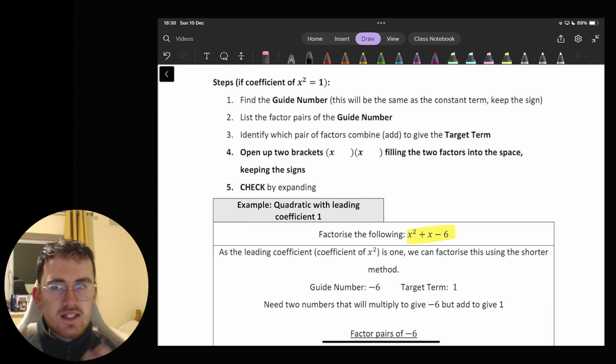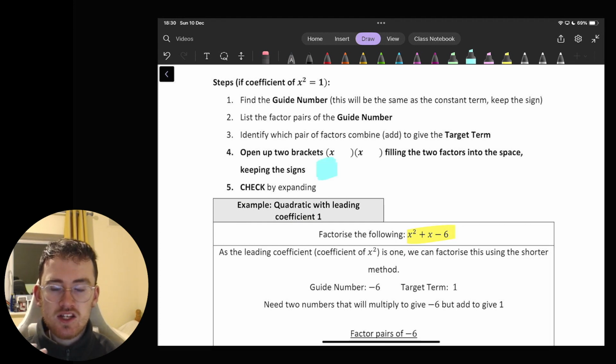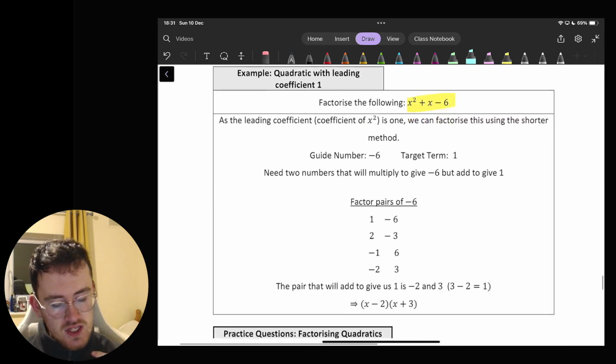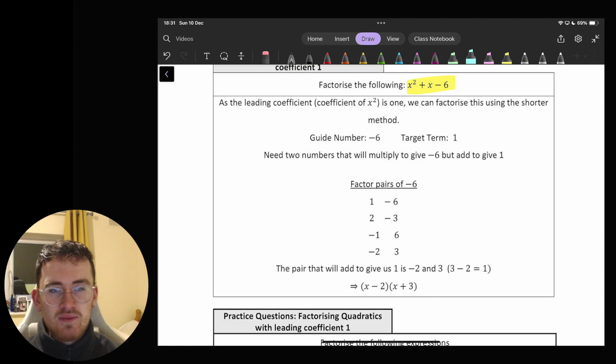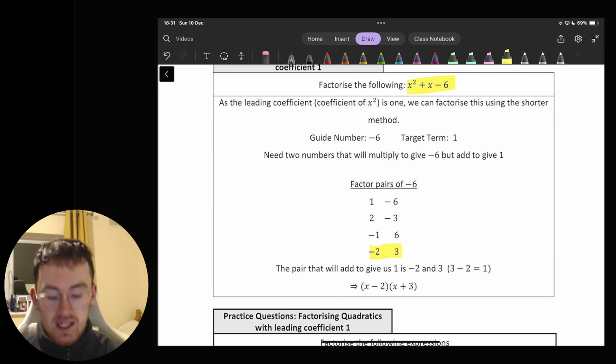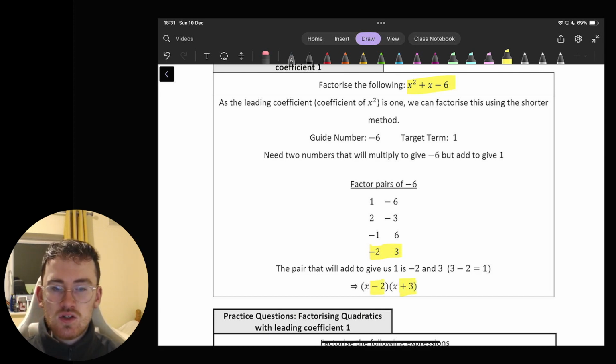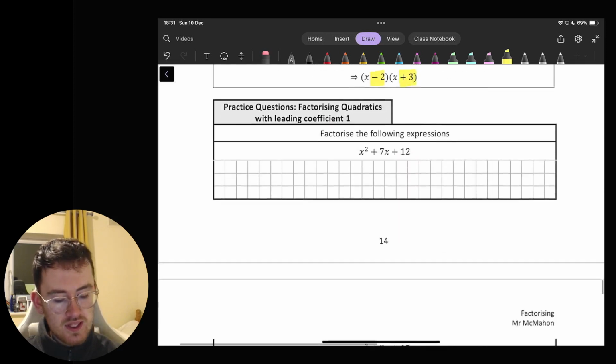So what we can do with these ones is start off the same as normal. Find the guide number, list the factor pairs, find the pair that would give you the target term that we could split the middle term. But what's actually going to happen here, or the difference, comes in at this part here. We can actually open our brackets and just fill in the two factors into that space there, keeping the signs that they have. So you can see that in this example here. Okay, if my guide number is -6 and I want them to add together to give me a 1, well, that's going to be here, the -2 and the +3. And you can see that when we go down to the brackets here, it's -2 and it's +3. So it's just a slightly quicker way of doing these sorts of questions.